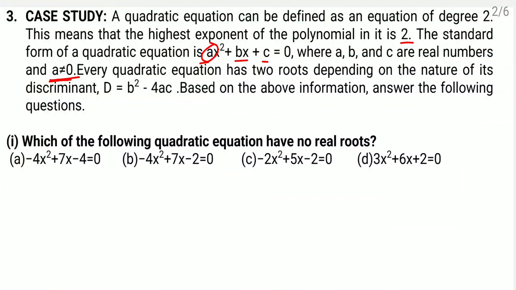Every quadratic equation has 2 roots depending on the nature of its discriminant, D, which means b square minus 4ac. This D will decide which type of roots the quadratic equation has. Based on the above information, answer the following questions.